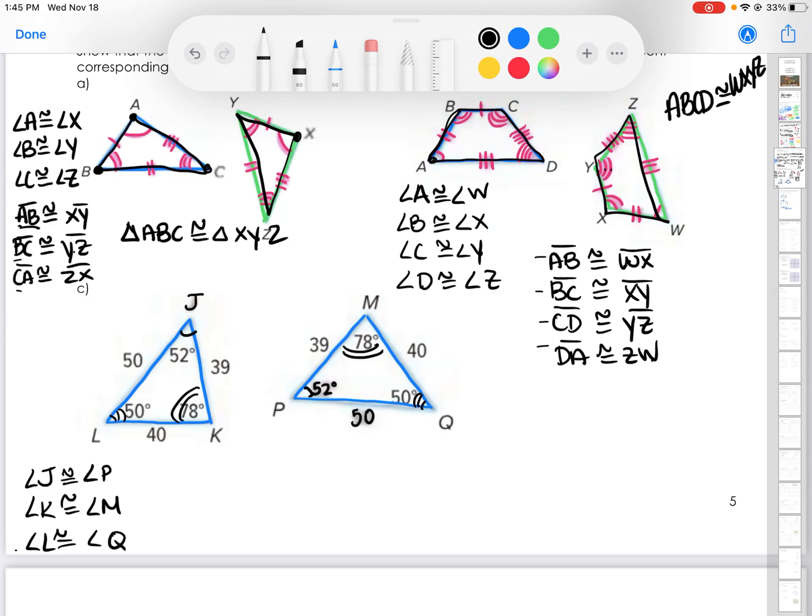Okay. So the next thing I want to do is my sides. So I'm going to just start alphabetical again. So I'm going to go JK is congruent to. So that's 39. 39 and 39 are going to match. So M or PM.